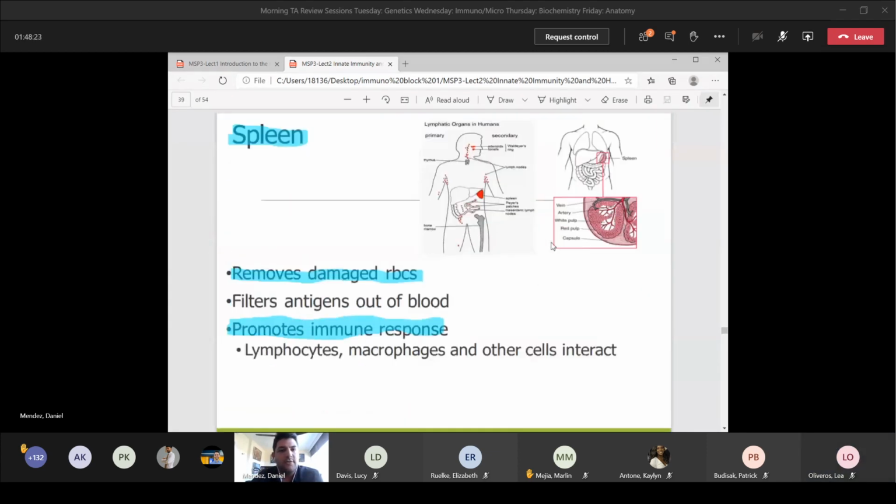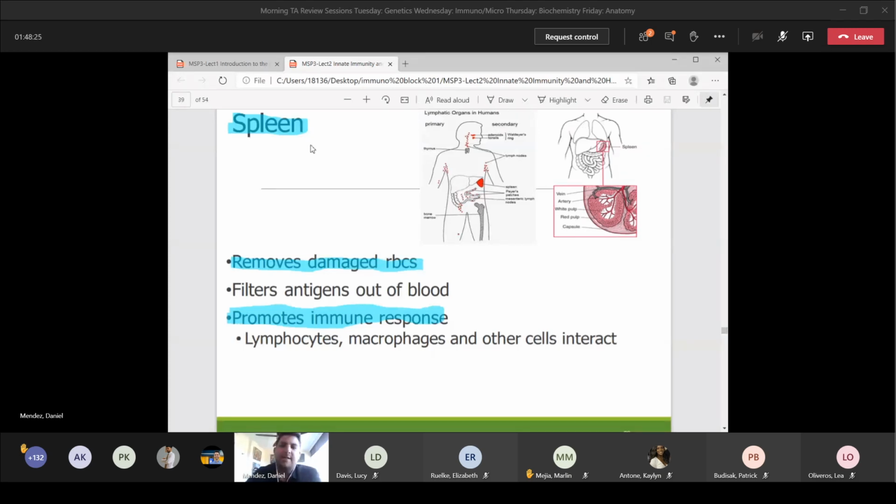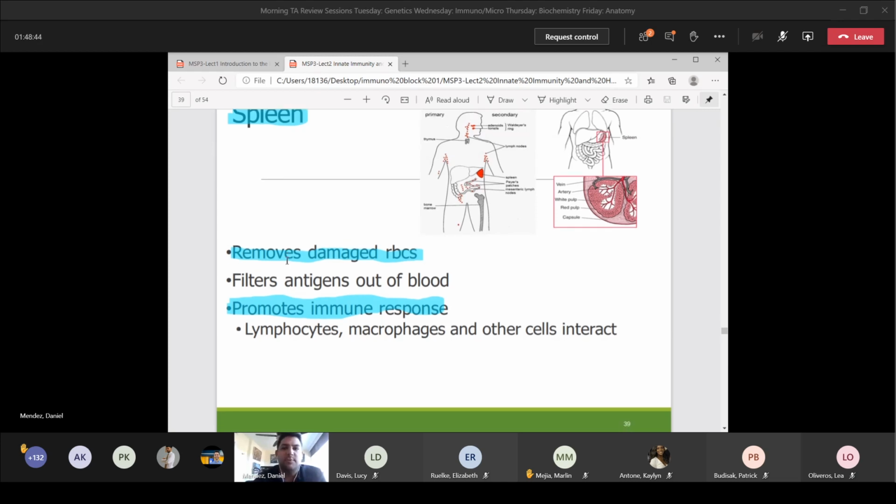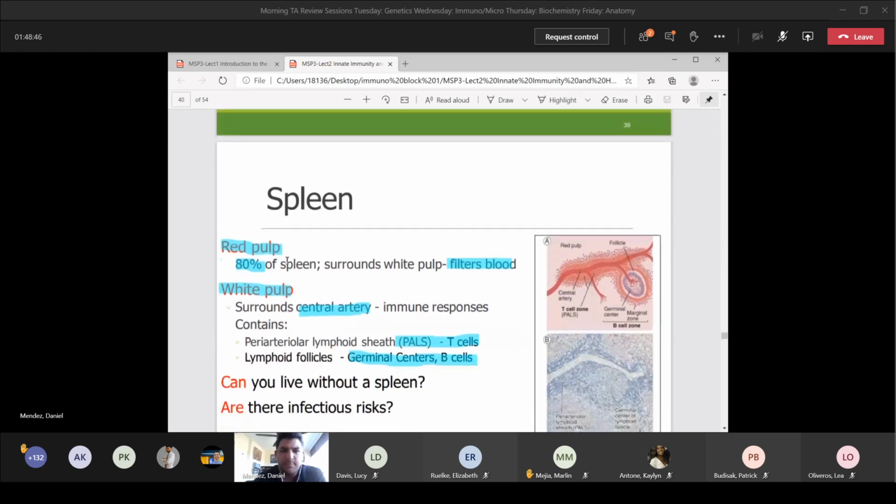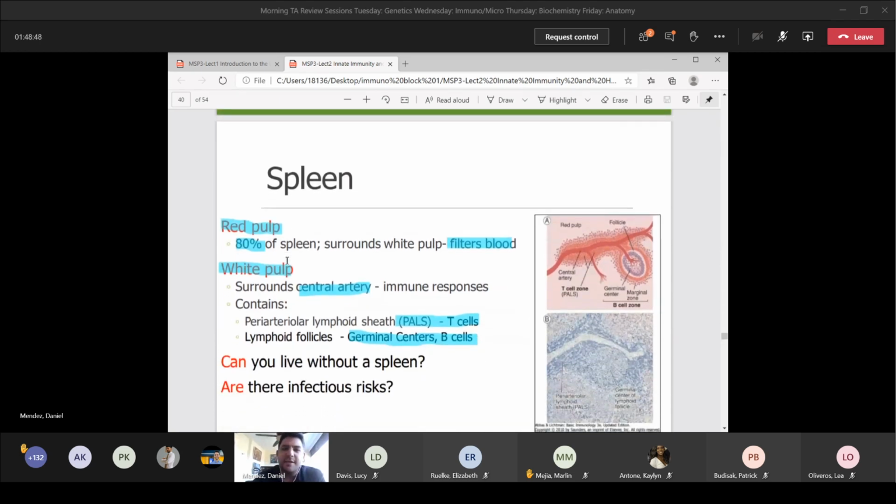Okay, so the spleen is a secondary lymphoid organ. Make sure to know its function. It promotes an immune response, and it also filters your blood, so it gets rid of damaged red blood cells. It also will filter out anything that you had in the blood, go through it, and then use that as a chance to initiate an immune response. She kind of glossed over it, but it is really important to know the difference between the red pulp and the white pulp.